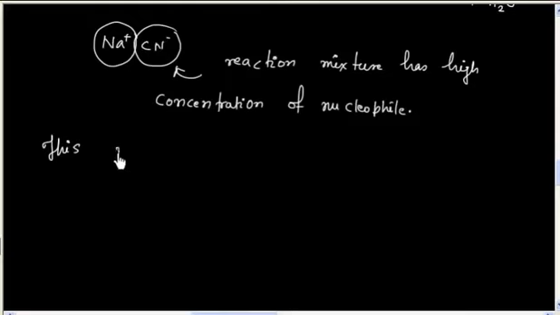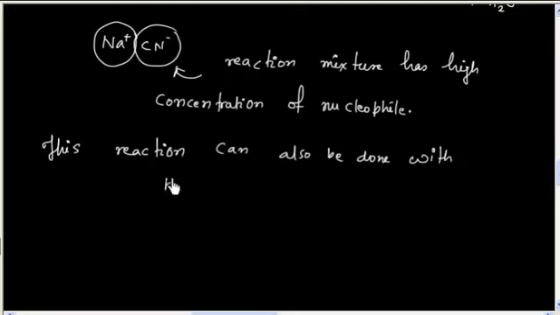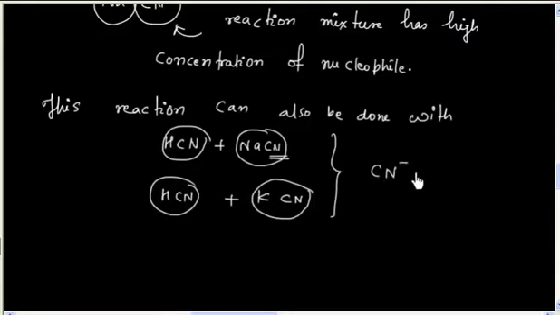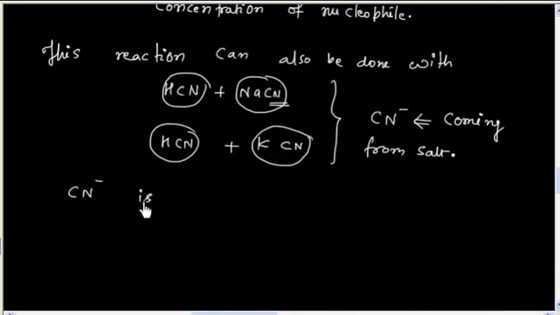This reaction can also be done with HCN and NaCN. So we can take acid and a salt of cyanide. We can also take HCN plus KCN, that is a salt of cyanide ion. In these cases also we have free CN- coming from the salt, so CN- is free and it can act as a nucleophile.